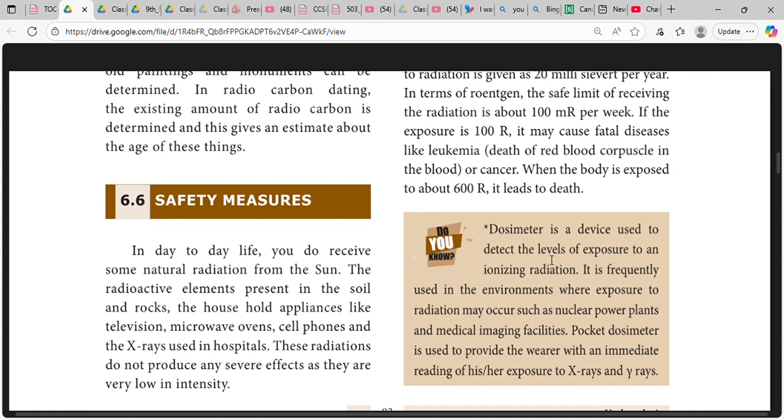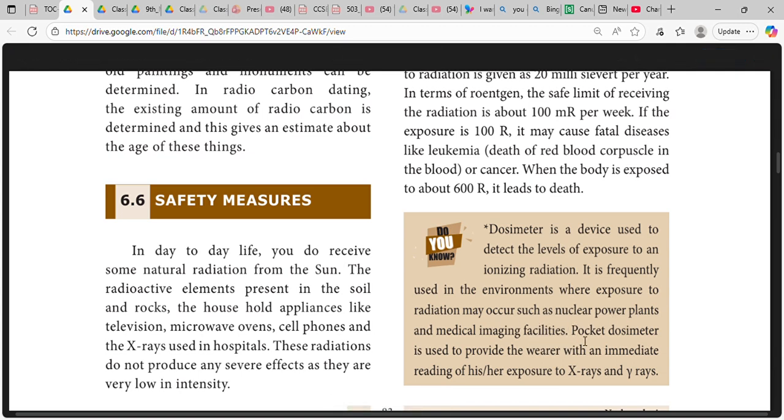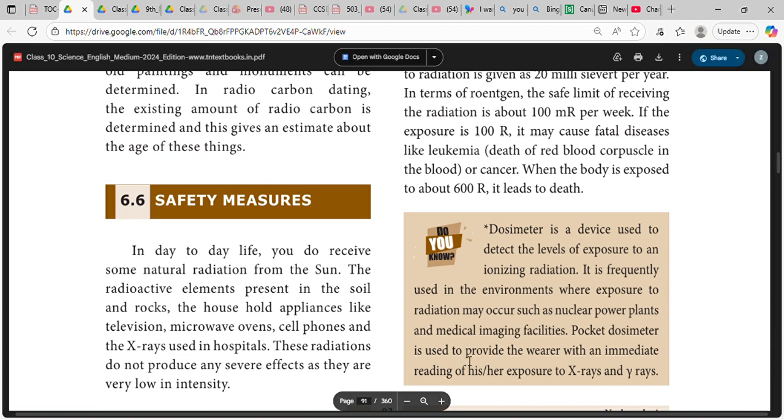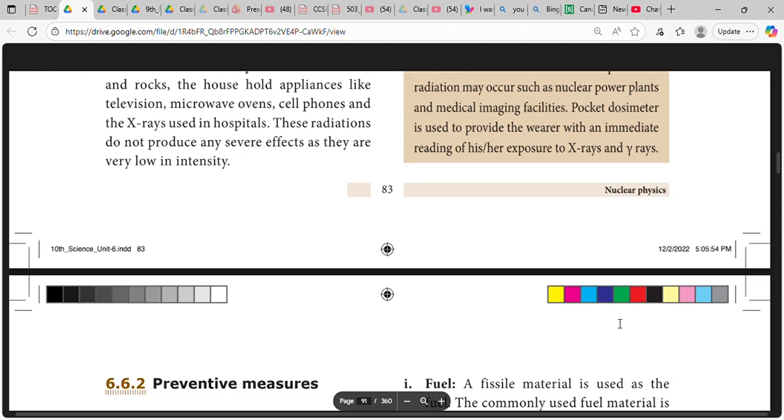Dosimeter is a device used to detect the levels of exposure to ionizing radiation. It is frequently used in environments where exposure to radiation may occur, such as nuclear power plants and medical imaging facilities. Pocket dosimeter is used to provide the wearer with an immediate reading of his exposure to X-rays and gamma rays.